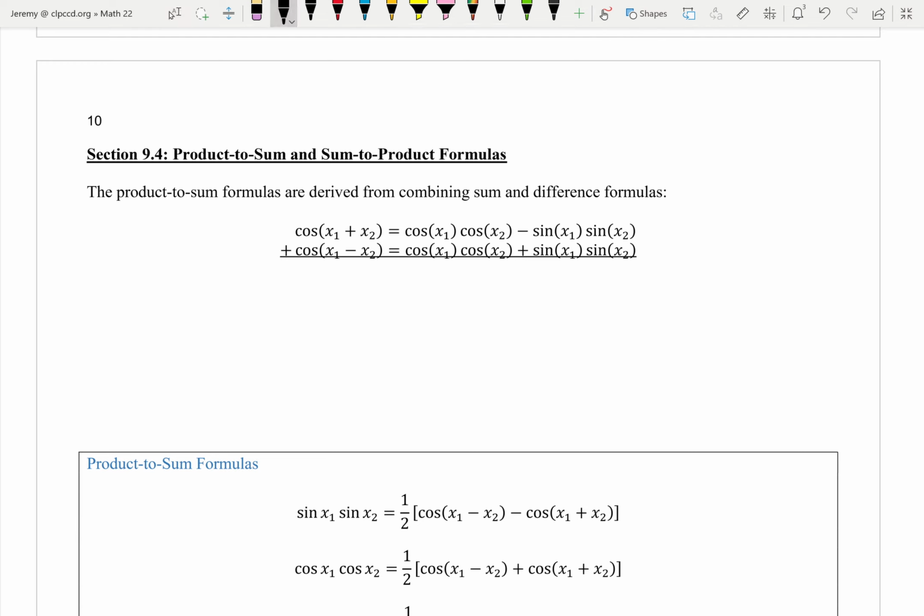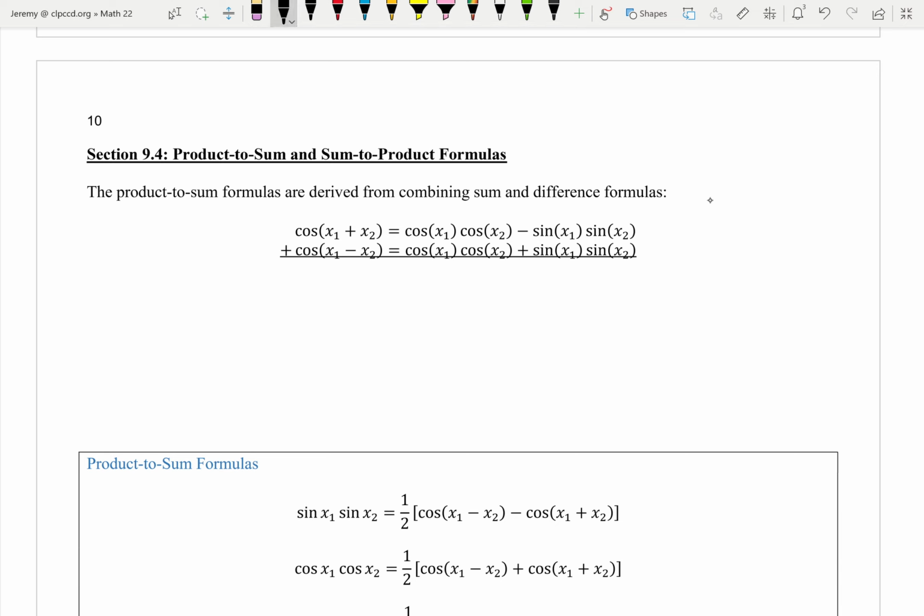The derivation is pretty straightforward. Remember these formulas from a few sections back. These are the sum and difference formulas for cosine. That's what we're looking at here. We're going to take these two identities and just add them straight down. Something nice is going to happen, because notice these terms right here: the negative sine x1 sine x2 and the positive sine x1 sine of x2. Those are going to cancel each other out because they're equal and opposite.